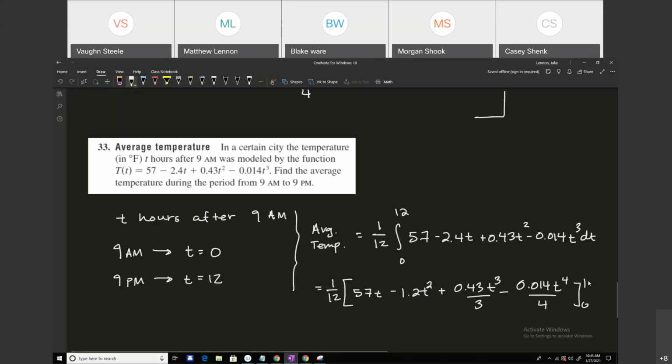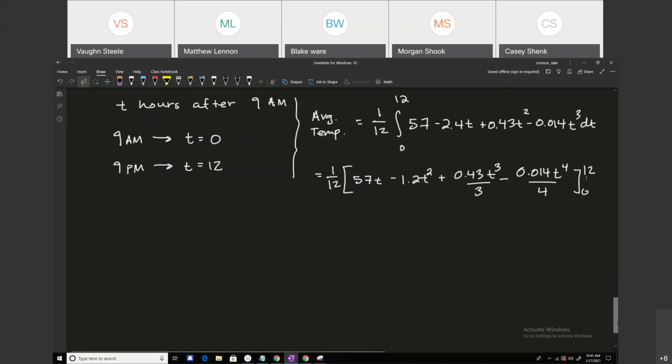Now, it's not super difficult to plug in here, because, again, remember when you plug in 0, all of these terms have a t. So plugging in 0, everything just goes away. So really we just need to plug in that number 12 here. So we have 1 over 12, and we're just plugging in 12 for all of these t's. And we'll see what happens with the answer.